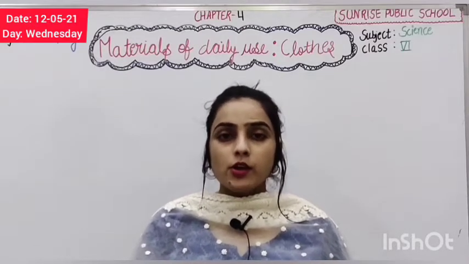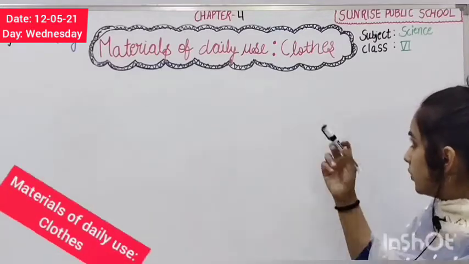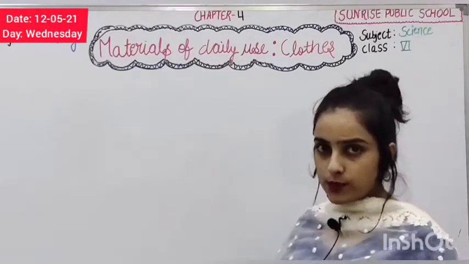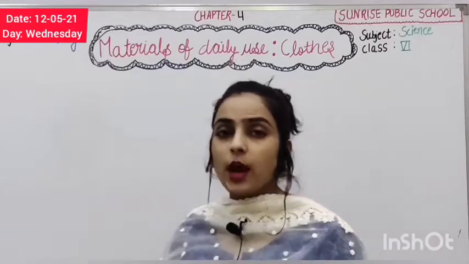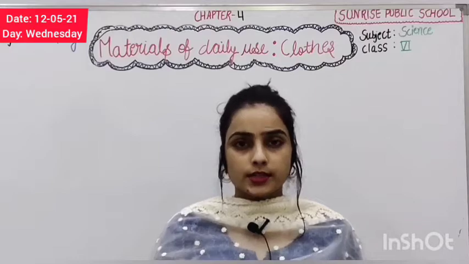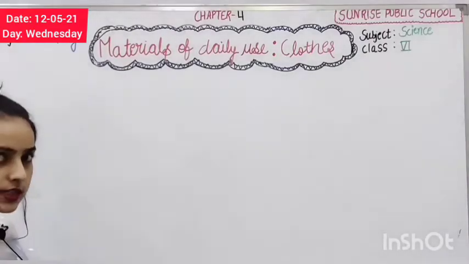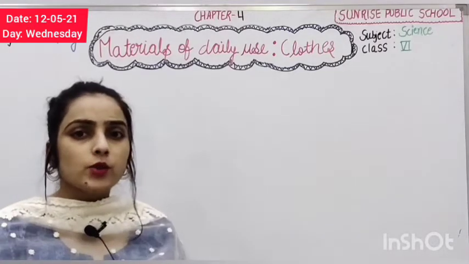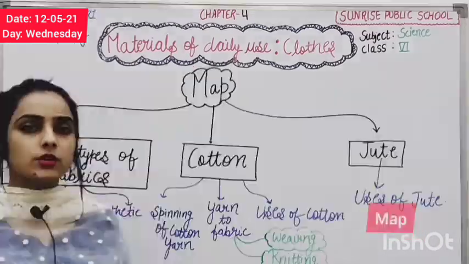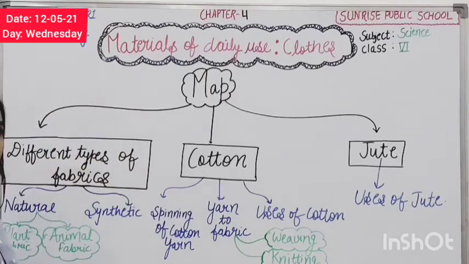And today we are going to discuss the chapter Materials of Daily Use: Clothes. This is the fourth chapter of your science book. Before this, we have completed 3 chapters of your science book. And today we are going to discuss materials of daily use, clothes. Before starting this chapter, I will give you a brief introduction, the map of this chapter. So here is the map of this chapter which we are going to study.